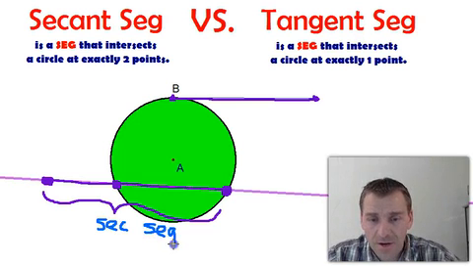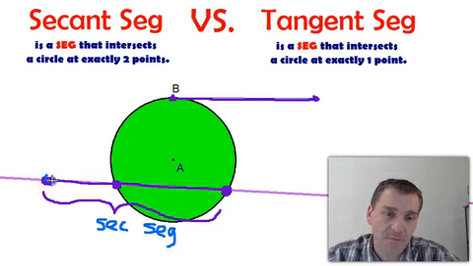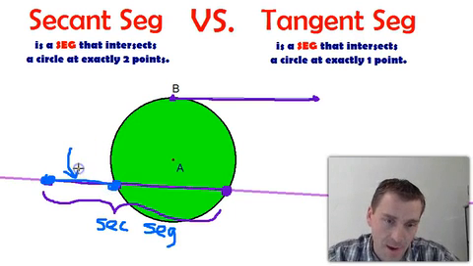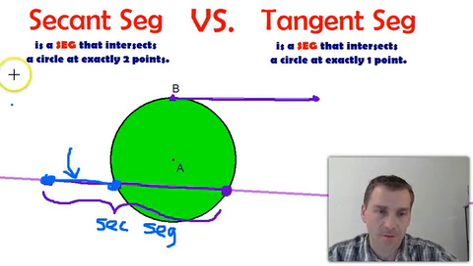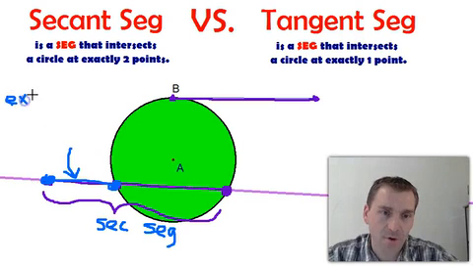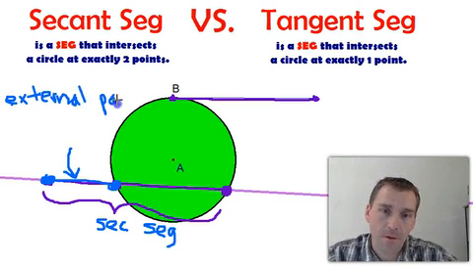This piece out here, because there are two pieces to it, this piece right here, I'll highlight it in blue. That highlighted piece right there has a special name, and I'm going to type it up here for you. I'll just write it. It's called the external part of the secant segment.